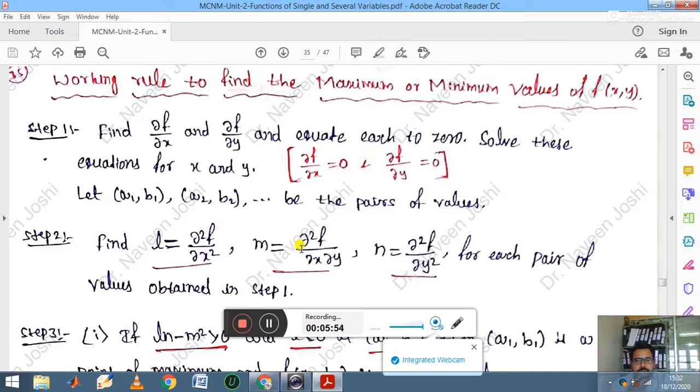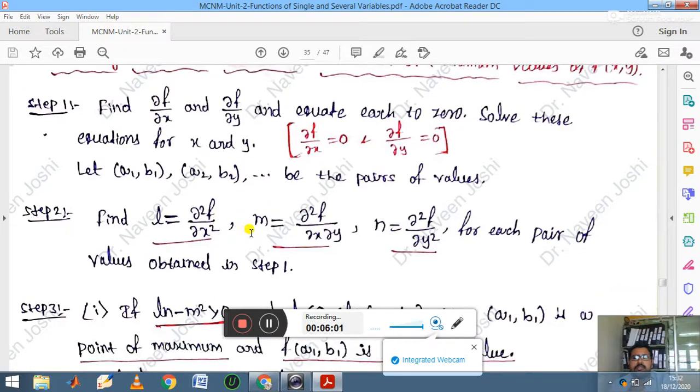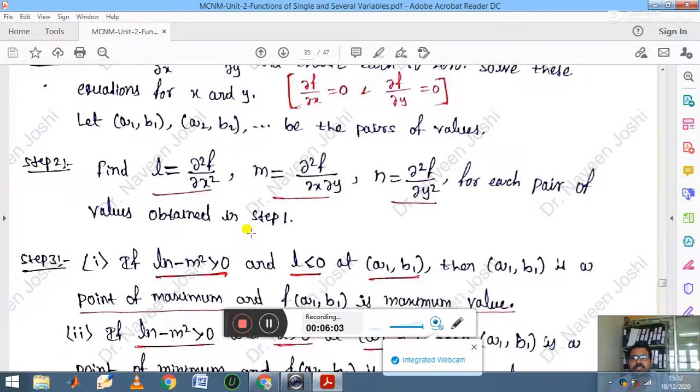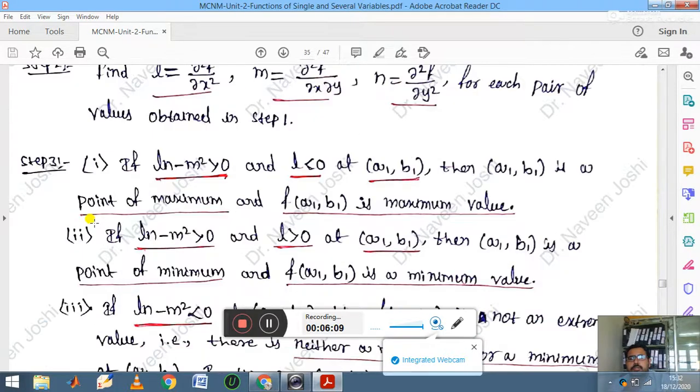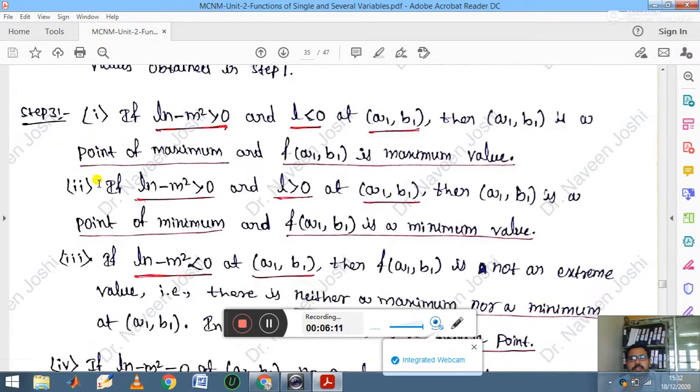So l, m, n are the second derivatives. Okay, second derivative values you find. Then find the value of ln − m². Then on the basis of l, m, n, you are calculating step 3.